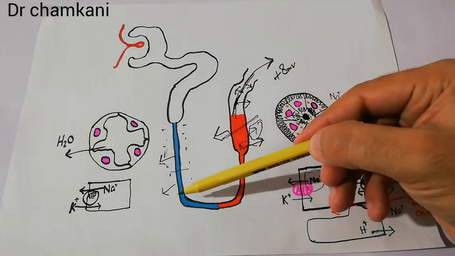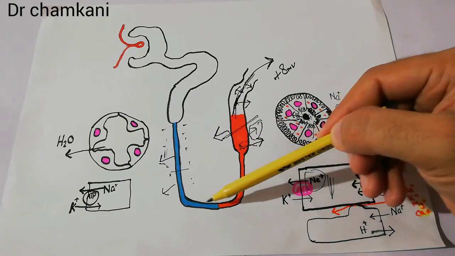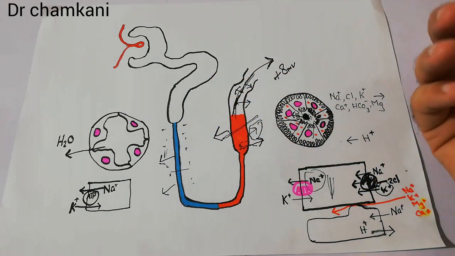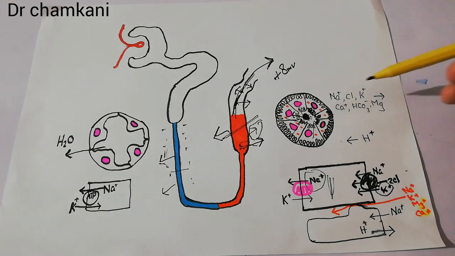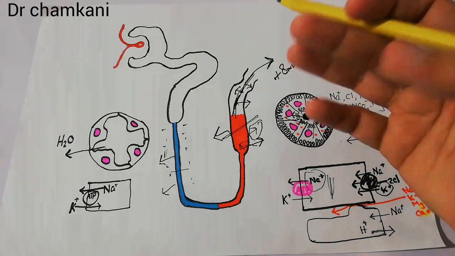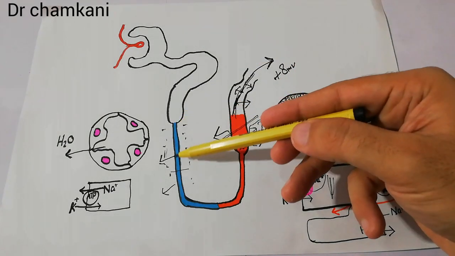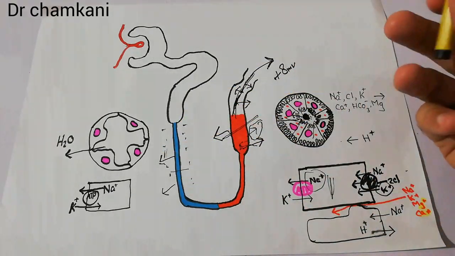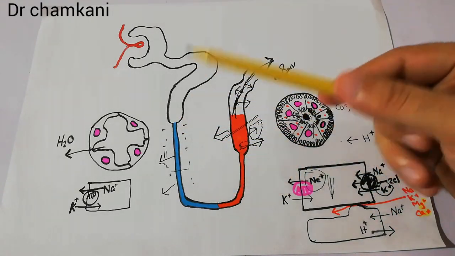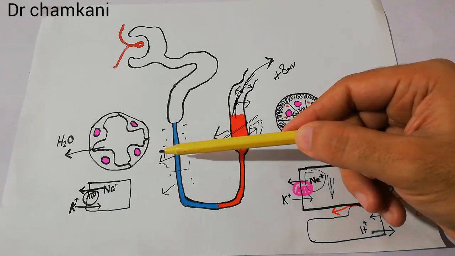So this descending segment is permeable to water, but there is literally no reabsorption of other ions like calcium, magnesium, bicarbonate or other ions. There is a slight reabsorption of urea, but this area is very much permeable to water. Now, almost all the water that enters the loop of Henle is reabsorbed in the thin descending segment.